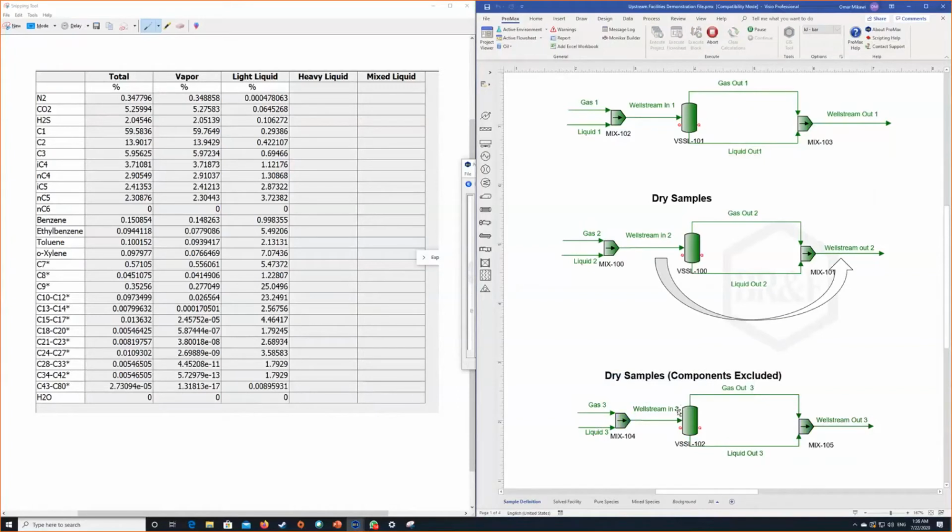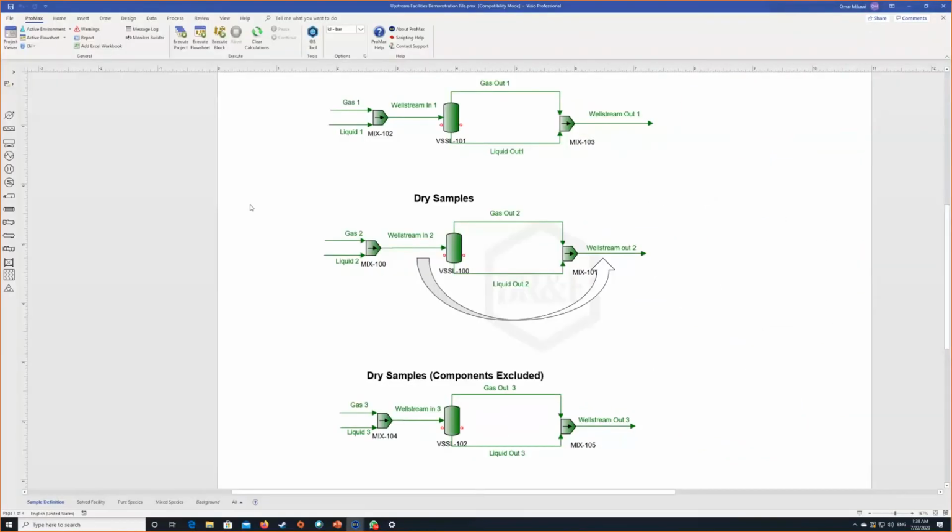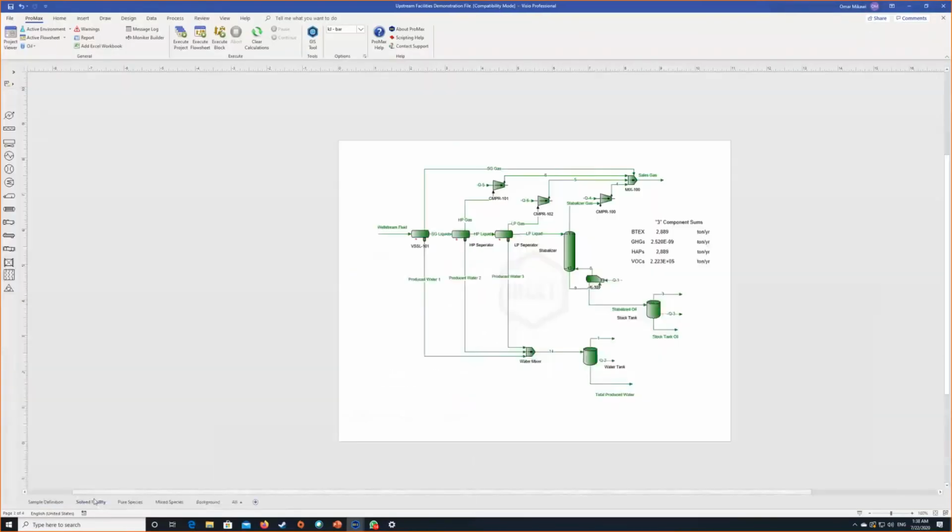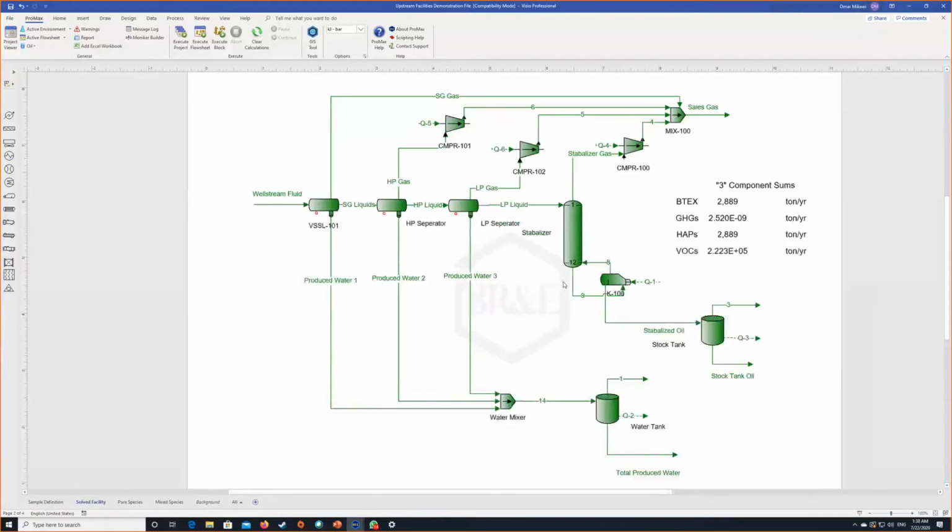And I would say that 75%, possibly even 80% of the work when it comes to an upstream facility model is this step, getting an accurate well stream composition and accounting for lab discrepancies. The rest of the systems are trivial in comparison because if your inputs are wrong, your outputs are wrong, your deductions are wrong. So from that, let's take a look at a solved facility now.